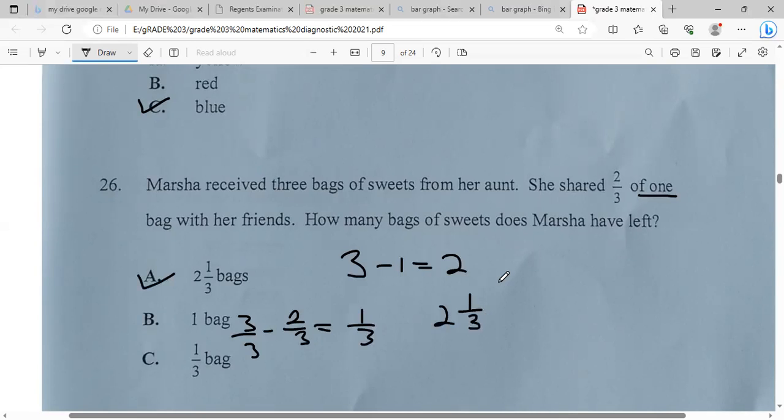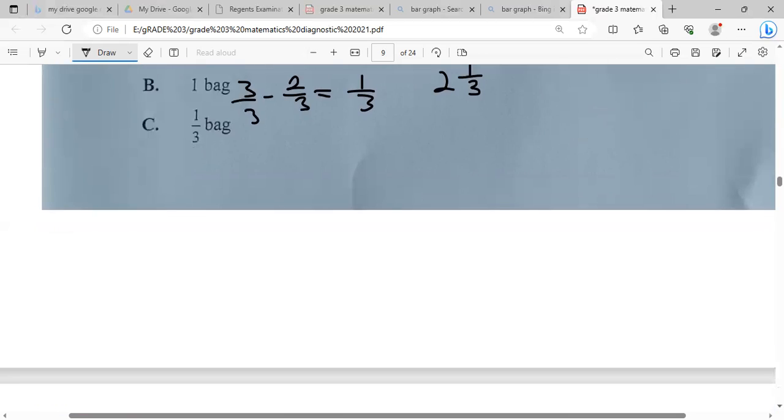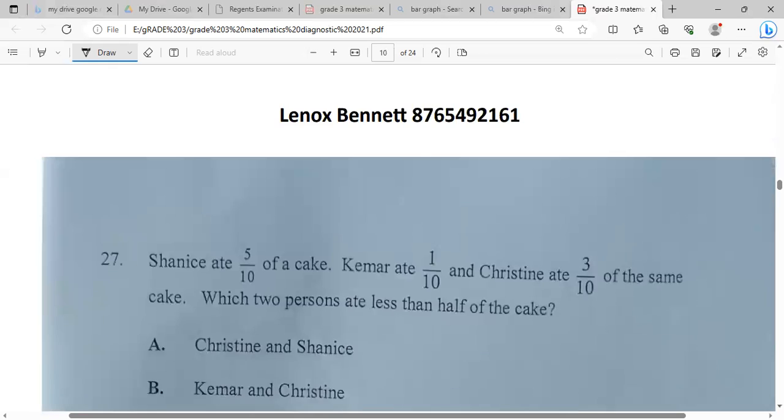So it's 2 and 1/3, which is A. That one is a bit tricky, because if you were just thinking about 2/3 alone, you'd just say you have 1/3, but it says one of the bags. Oh my word, I didn't see that. Very nice question. Big up the PEP people for that one. That was a good one.